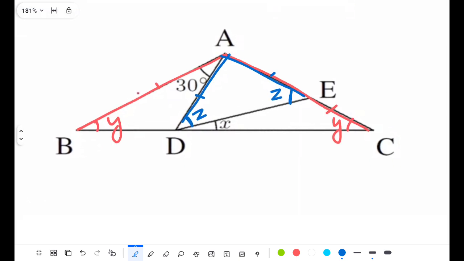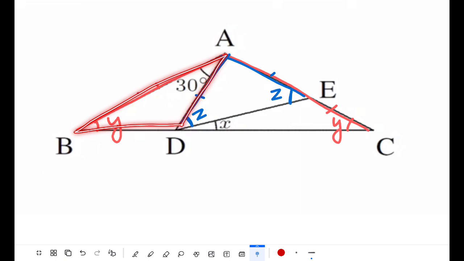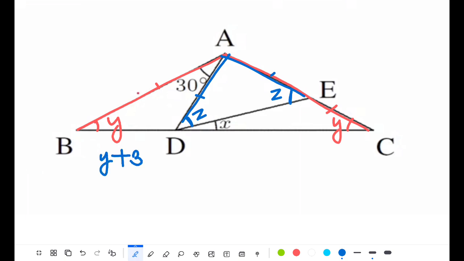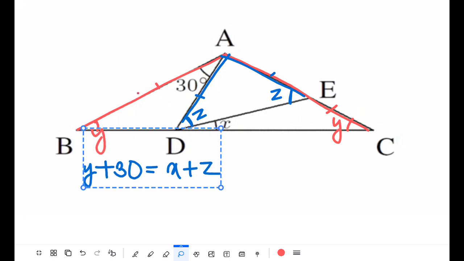First is, if you can see this triangle, and this is the exterior angle, these are the interior opposite angles. So the exterior angle of a triangle is equal to the sum of interior opposite angles. So y plus 30 degree must be equal to x plus z. Okay, this is the first equation which we have.